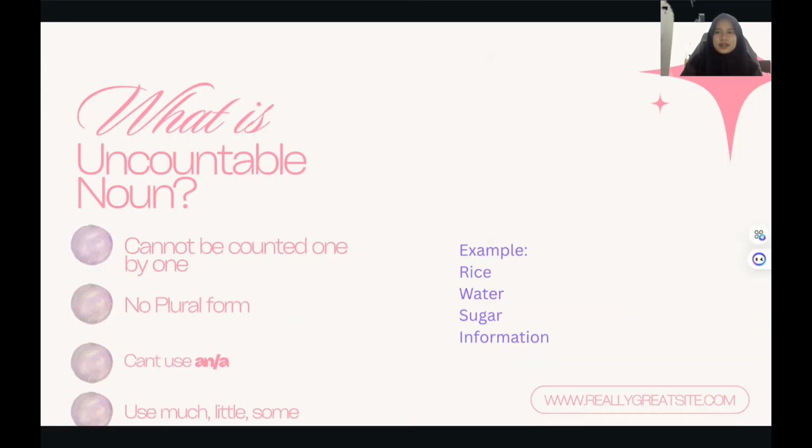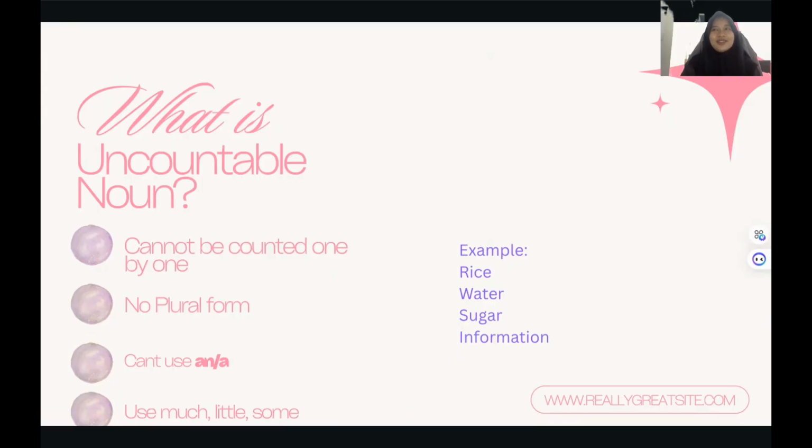Then, what is an uncountable noun? An uncountable noun is the opposite of a countable noun. It means this noun can't be counted one by one. Now, look at the formula. See? First, it cannot be counted one by one. Second, no plural form. Third, can't use an or a. Fourth, use much, little, and some. For example, here we have rice, water, sugar, and information.